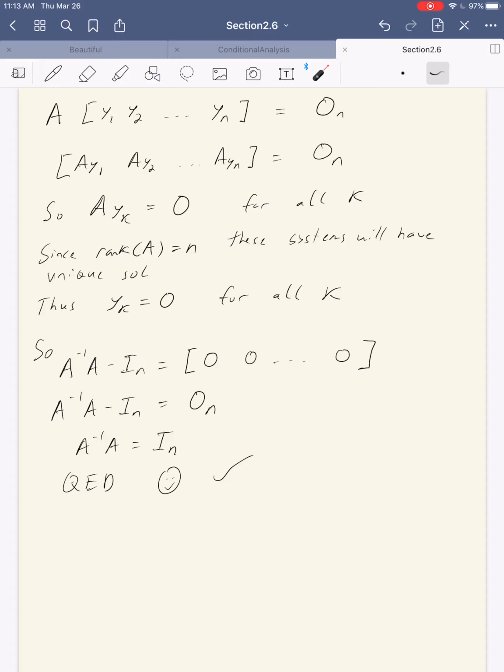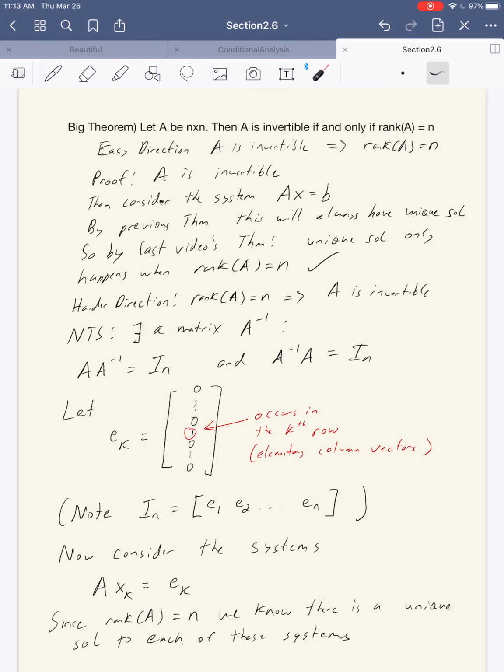So, just as a quick summary of everything that we saw there, if we go all the way back to when we started this, we had this easy direction that said we need to show if it's invertible, it has full rank. That was very easy. By being invertible, we knew that it had unique solutions. Whenever you have unique solutions, that means your rank has to be equal to the number of variables. We were done. The harder direction was to say that if the rank is equal to n, then it's invertible.